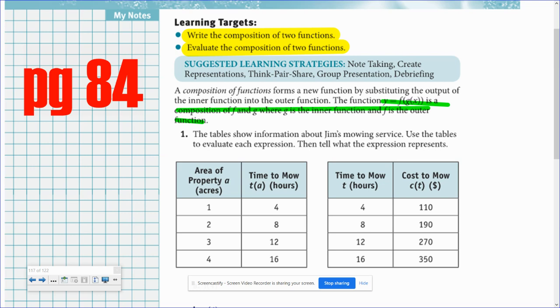A composition of functions forms a new function. We write it in this form, f of g of x, that we talked about yesterday. That is a composition of f and g, where g is the inner function and f is the outer function. I talked a little bit about that yesterday in the last video.